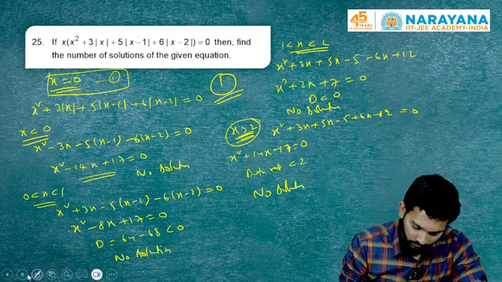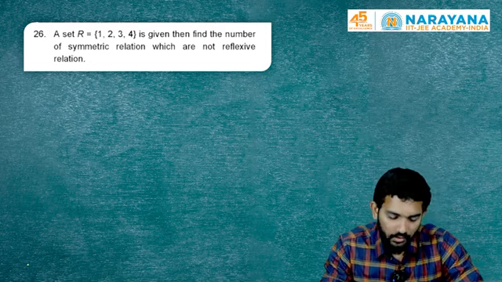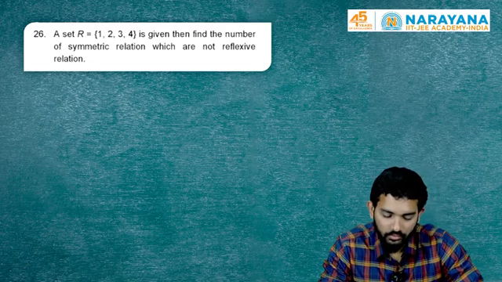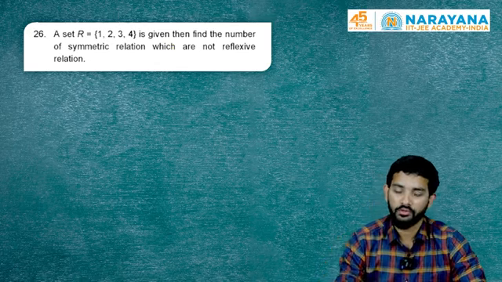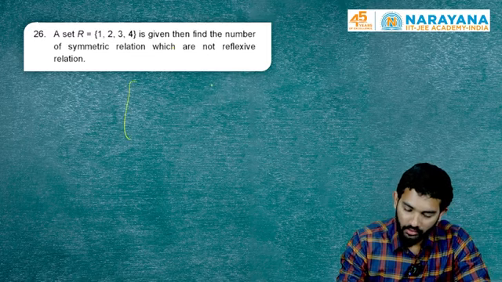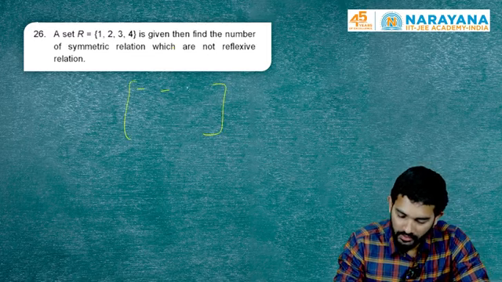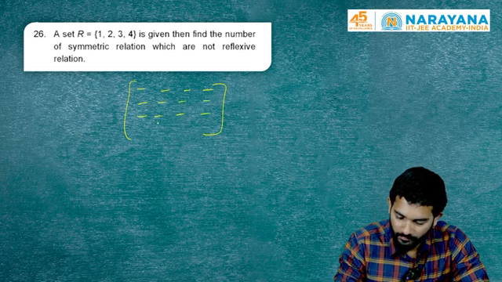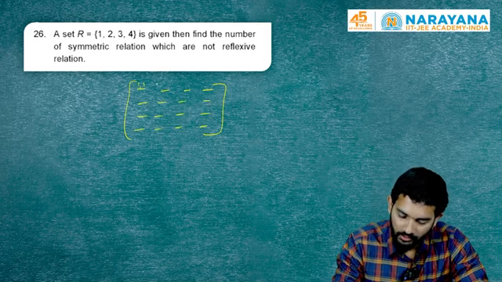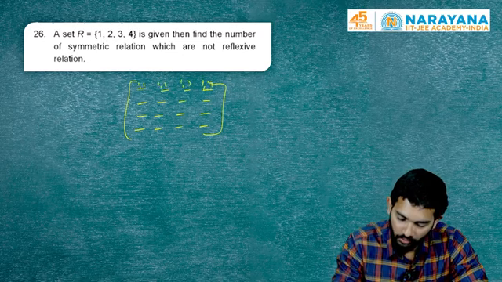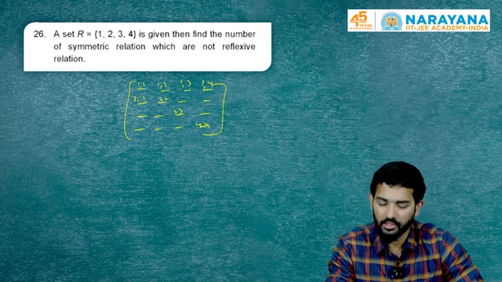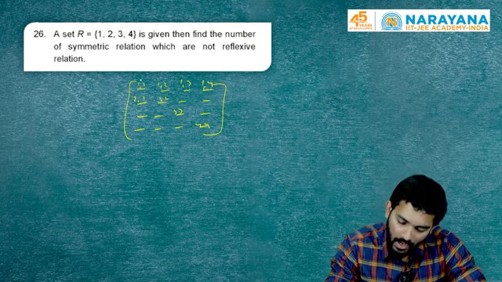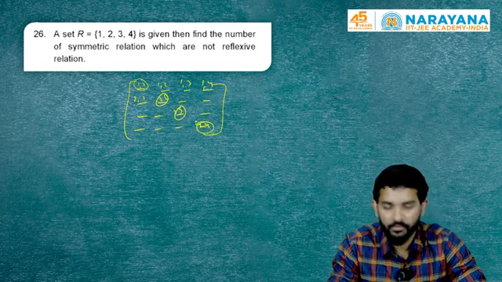So let us go to the next question. A set R is equal to set of 1, 2, 3, 4 is given, then find the number of symmetric relations which are not reflexive relation. So if I am taking four things, let us assume a 4 by 4 matrix. This will be 1 1, this will be 1 2, 1 3, 1 4, similarly 2 1, 2 2, 3 3, 4 4. So if you want symmetric relations, just symmetric relations, then I can take these diagonal elements or I may not take the diagonal elements, right?